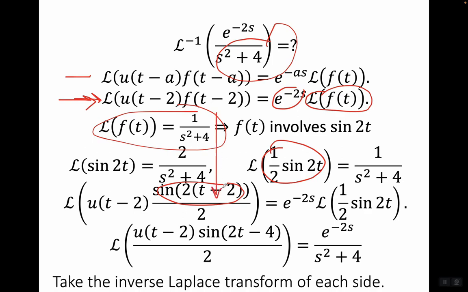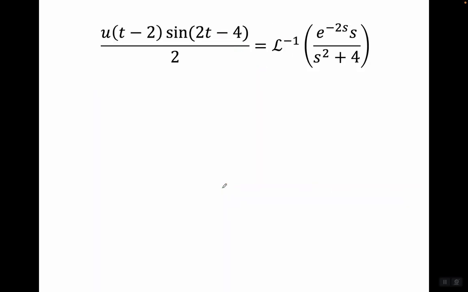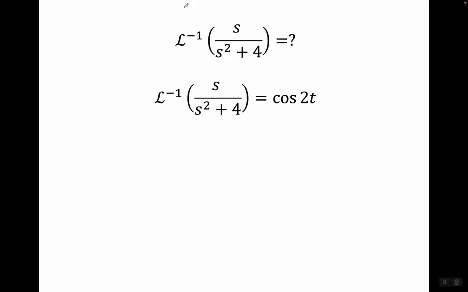Okay, so when we simplify that, we end up with the Laplace transform of u(t-2) sine(2t-4)/2 equals e^(-2s)/(s²+4). Take the inverse Laplace transform of each side, and this is what we end up with. The inverse Laplace transform of this stuff, that's another inverse Laplace transform we needed to know, equals this. Awesome. Okay, mercifully, these last couple are pretty easy.